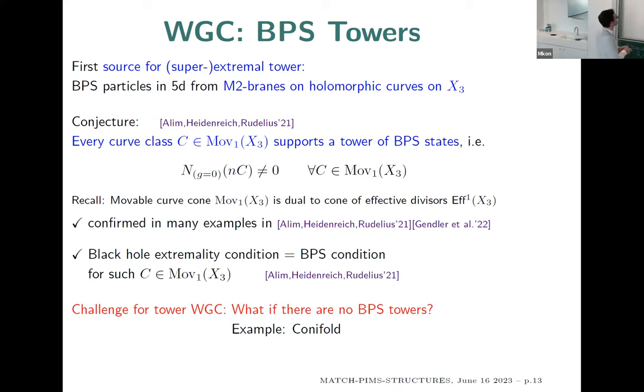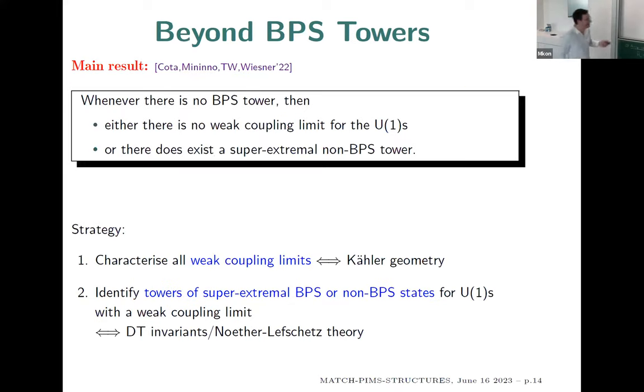And the main result, I repeat it again: whenever there is no such BPS tower, for example as for the conifold or many other cases, then either one can instead find a non-BPS tower from a different source of particles, related to a different type of invariant. We'll come to this. Or the U1 is always strongly coupled, meaning that we can never take an asymptotic limit in which this U1 gauge group is a nice weakly coupled theory. And hence, we would claim it is plausible that the original physics arguments don't hold. But this is another thing. But these two are possible.